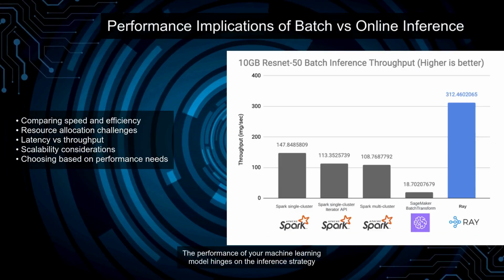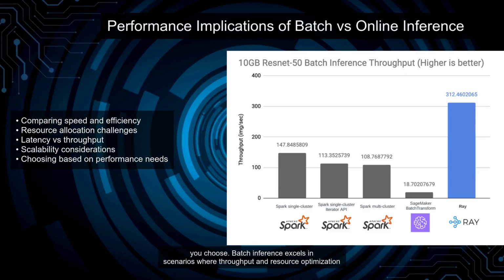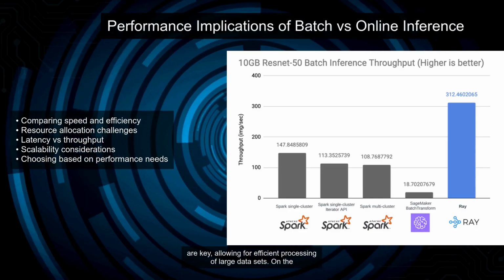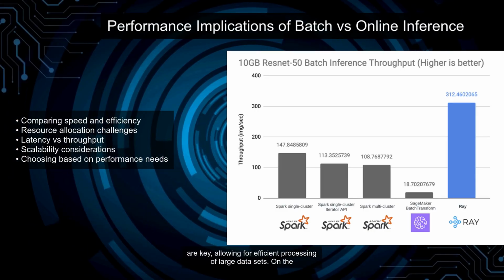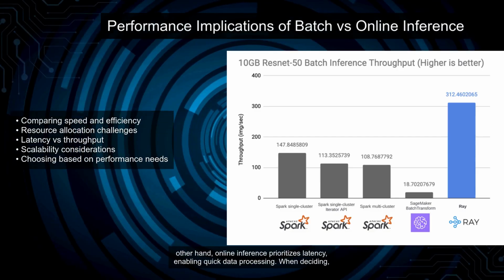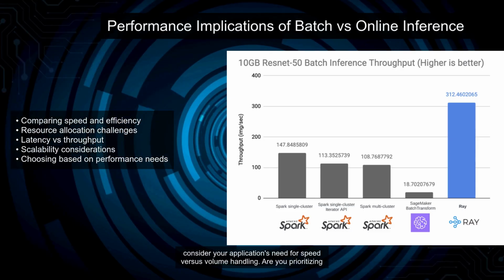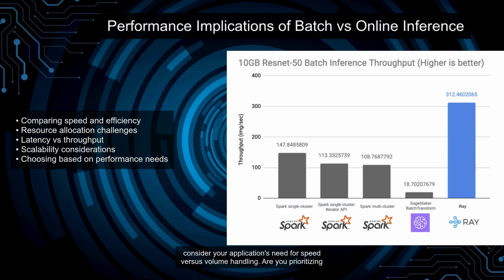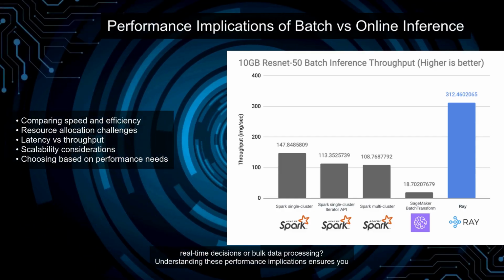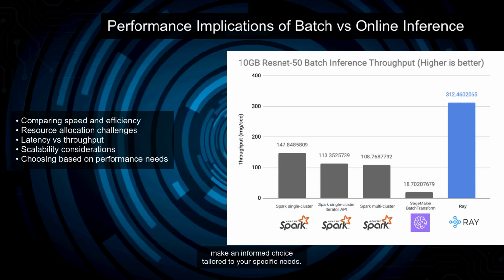The performance of your machine learning model hinges on the inference strategy you choose. Batch inference excels in scenarios where throughput and resource optimization are key, allowing for efficient processing of large data sets. On the other hand, online inference prioritizes latency, enabling quick data processing. When deciding, consider your application's need for speed versus volume handling. Are you prioritizing real-time decisions or bulk data processing? Understanding these performance implications ensures you make an informed choice tailored to your specific needs.